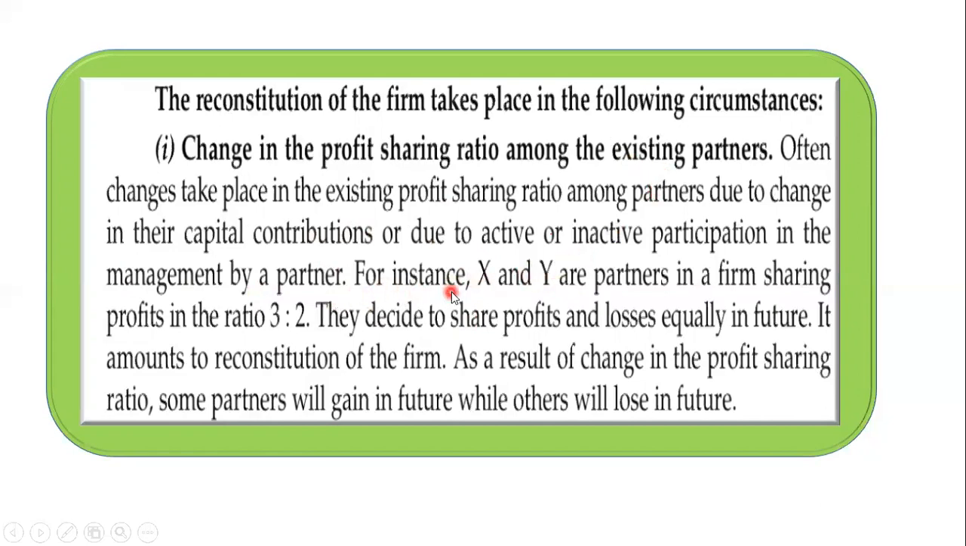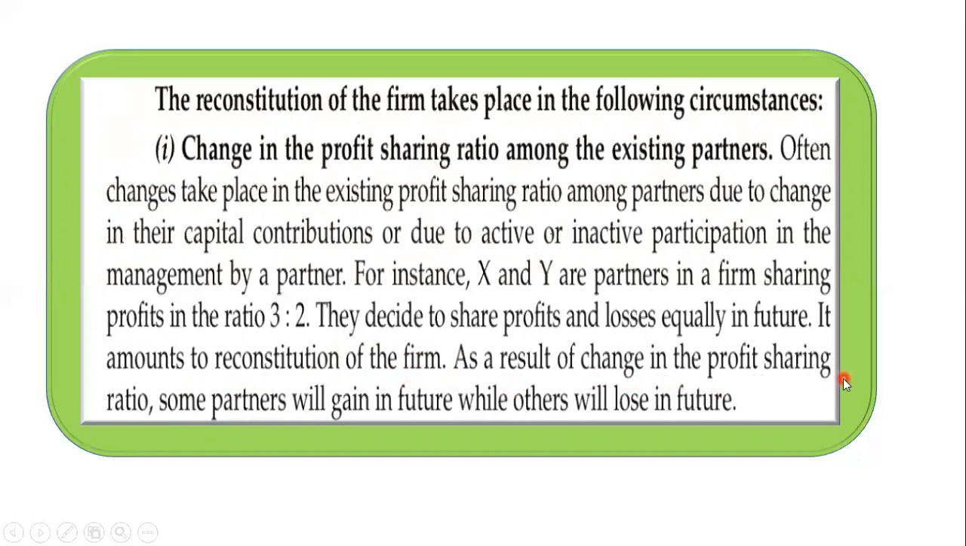For instance, I'm giving you an example here. X and Y are partners in a firm sharing profit in the ratio of 3:2. They decide to share profit and loss equally in future. So now you can see earlier they were sharing in 3:2. Now they decided to share in equal proportion in future. So it amounts to reconstitution of the partnership firm. Due to these changes, it will lead to reconstitution of the partnership firm.